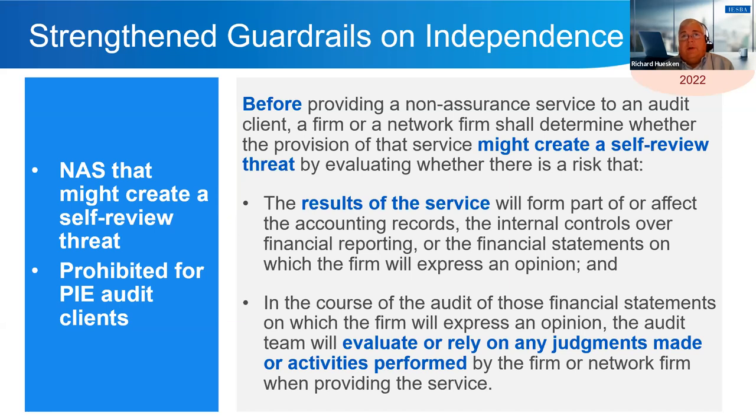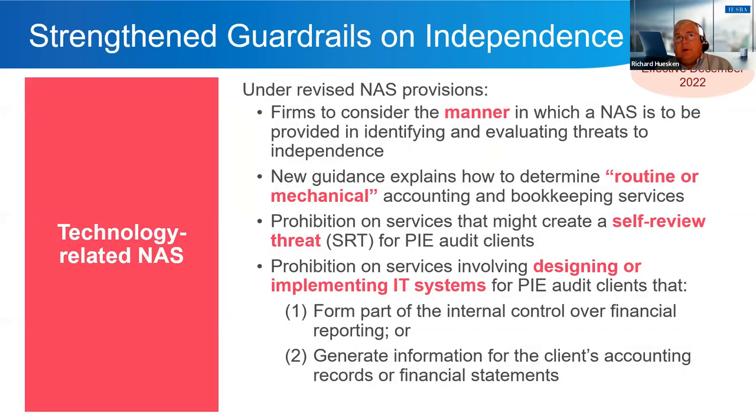And you'll notice in the first bullet point, it focuses on whether the results of the service will form part of the accounting records, internal control over financial reporting, or the financial statements on which an opinion would be expressed. And secondly, that it might rely on judgments made or activities performed by the firm or network firm. If we flip to the next slide, NAS also spent some time addressing that there's a need to consider the manner in which a service is provided in terms of identifying and evaluating the threats to independence. It also provided some explanatory guidance on routine and mechanical bookkeeping and accounting services.